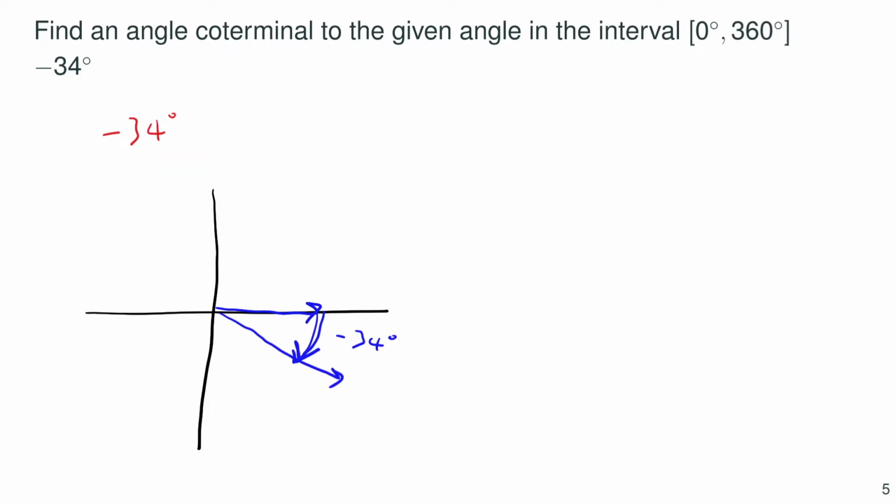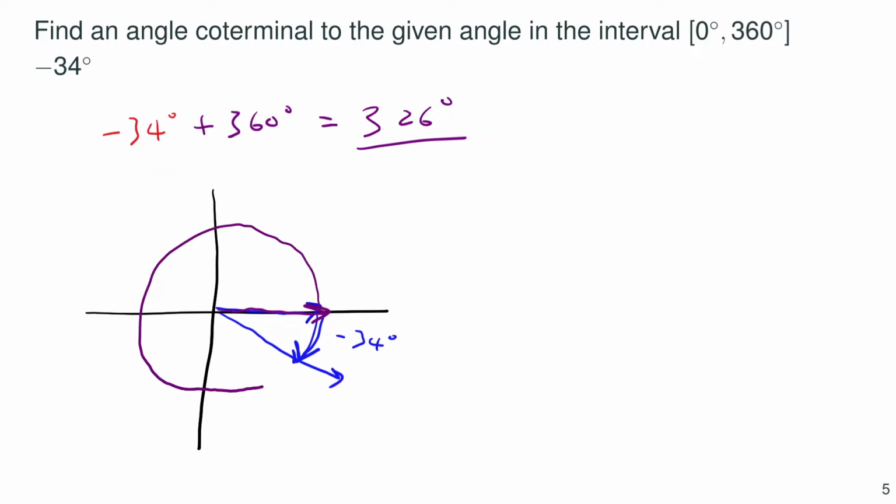So if you want to find a coterminal angle between 0 and 360 degrees, we can just add 360 degrees. So if you add 360 degrees, we get 326 degrees. So how does 326 look on the graph, or on the x and y coordinate? Again, still the same initial ray, but 326 will be this one right here, like this angle. Now this is a positive angle, that's why we move counterclockwise.